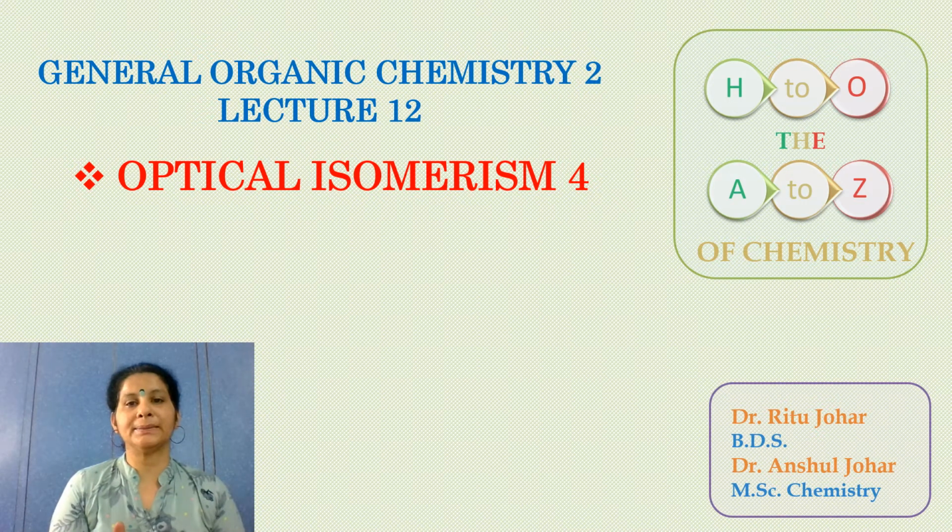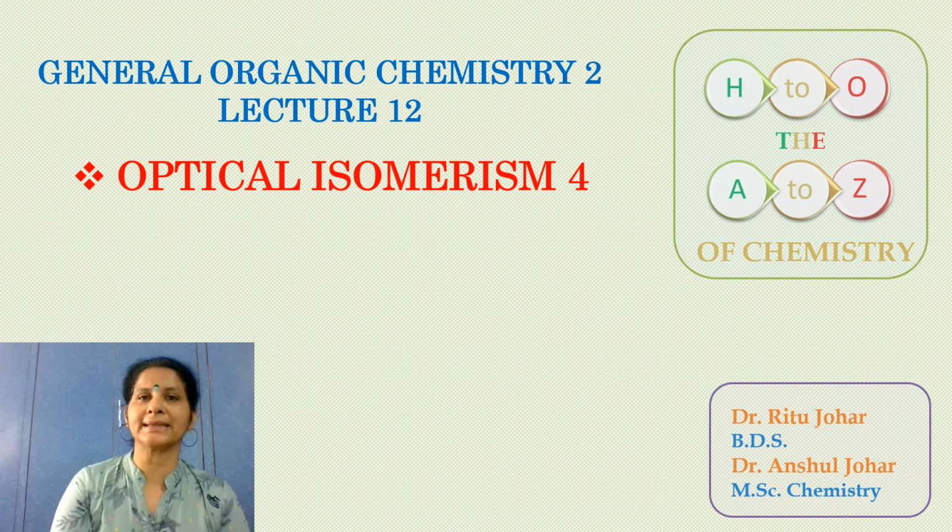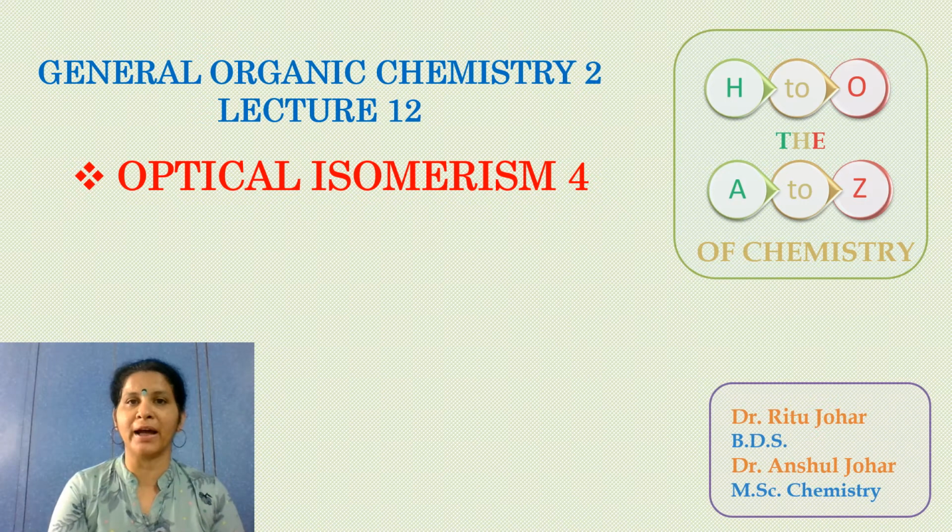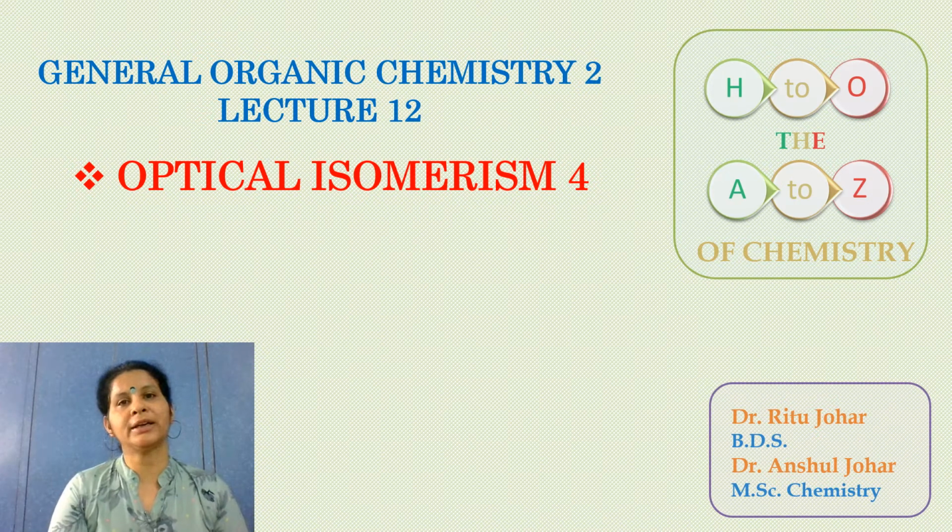Now, in lecture number 2 of optical isomerism, we were discussing how to identify whether a particular molecule is going to show optical isomerism or not. There you learned a very important concept: if a molecule has only one asymmetric carbon, that molecule is going to be 100% chiral, and it and its enantiomer are going to exhibit optical isomerism.